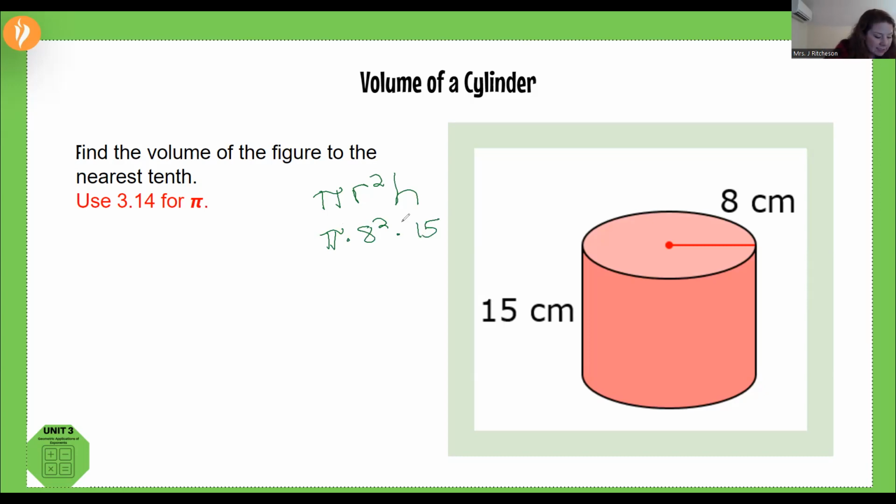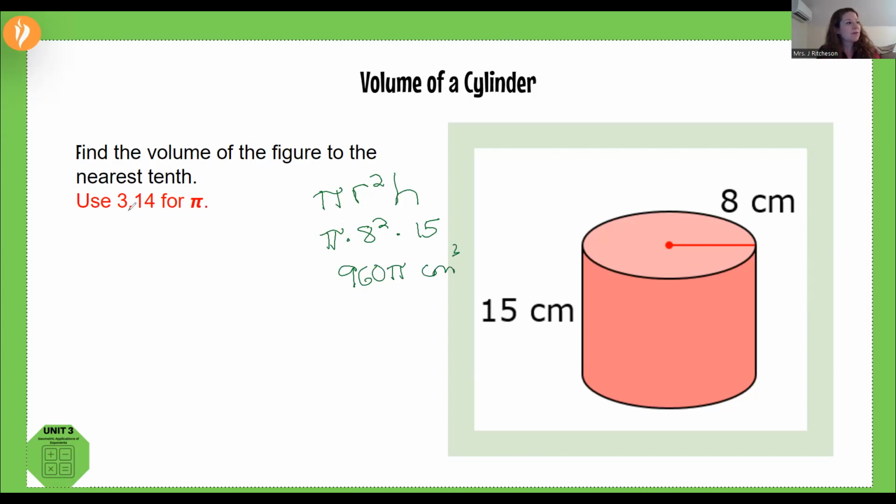So 15 times 64, whoops, 15 times 64. Oh my goodness, I cannot even type, you guys. 15 times 64 is 960. So an exact answer would be 960 pi centimeters cubed.